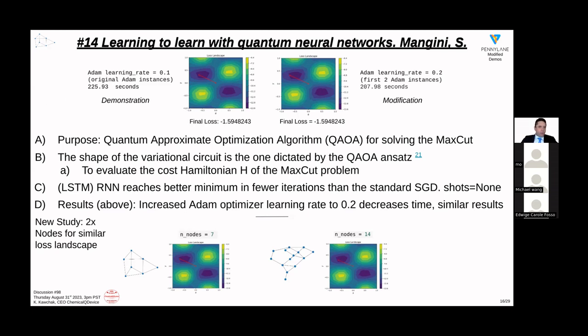So for instance, in this one, we have a learning rate. This is universal to classical machine learning too. I doubled the learning rate, and it got a little bit faster, but it also changed the loss landscape a little bit.